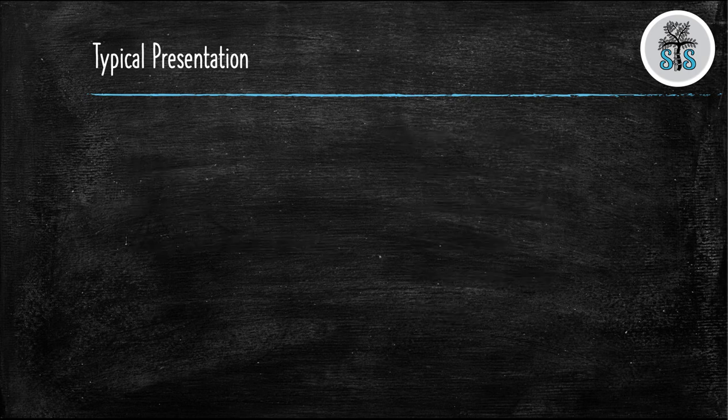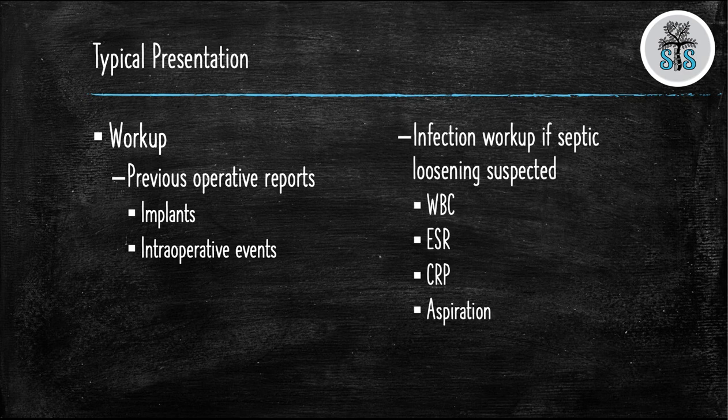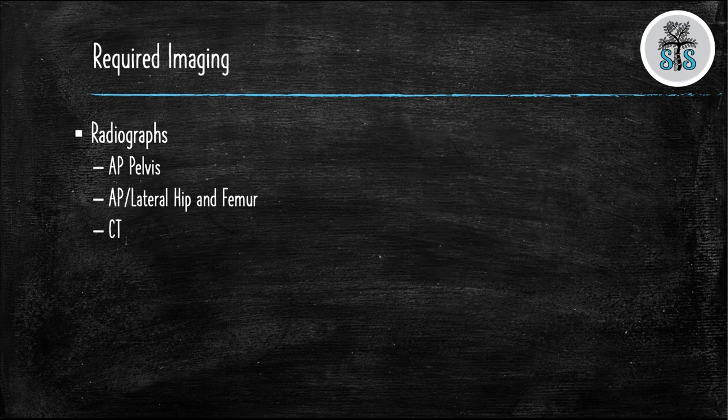Your workup will consist of obtaining the prior operative report to find out what implants were used and if there were any unusual intraoperative events. In addition, you always want to think about infection and if this patient could possibly have an infection. If you are concerned, you will order a BMP, an ESR, CRP, and joint aspiration. You will order your standard radiographs of the pelvis, hip, and femur. You may need to order a CT scan to further define the fracture.